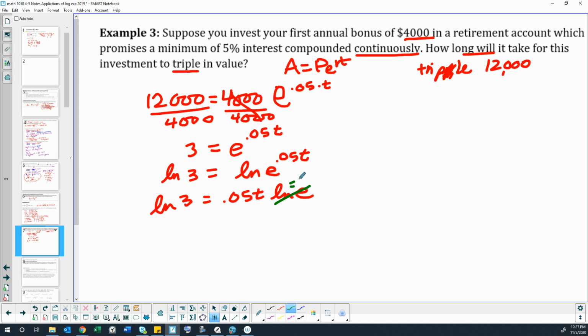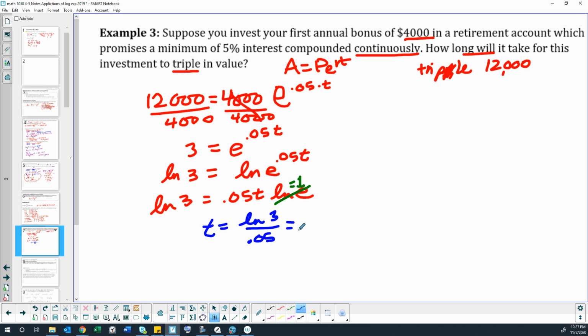Now look how awesome this is. Natural log of e equals 1. Base e to the power of 1 equals e. So 0.05 times t times 1. Look how nice that is. These are so much more simple than the compounding that we just proved. So now we have t equals natural log 3 divided by 0.05. It's basically just the natural log of the ratio, triple, double, whatever the ratio is, divided by the rate as a decimal.